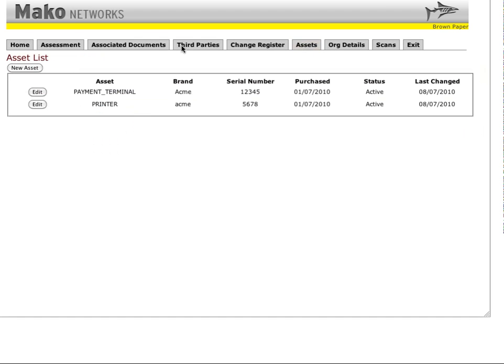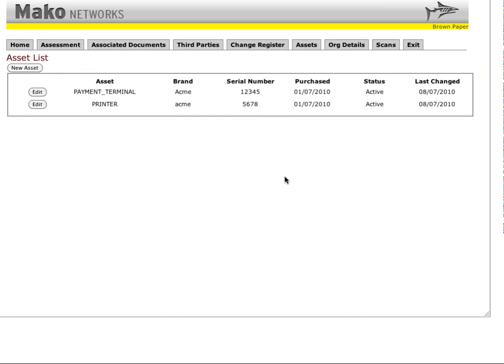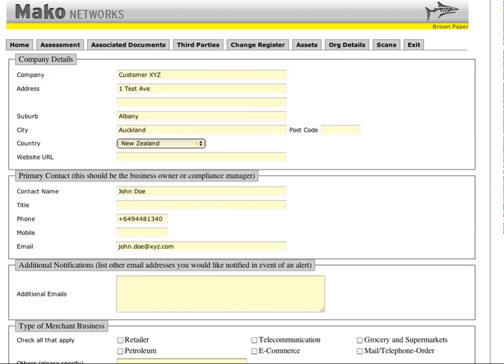Under the Asset Register, any hardware devices added as part of the Mako system PCI DSS template wizard are shown here. The last tab is a simple register of the merchant's details. This concludes the walkthrough of merchant actions when using a Mako system, in order to self-assess PCI DSS compliance.